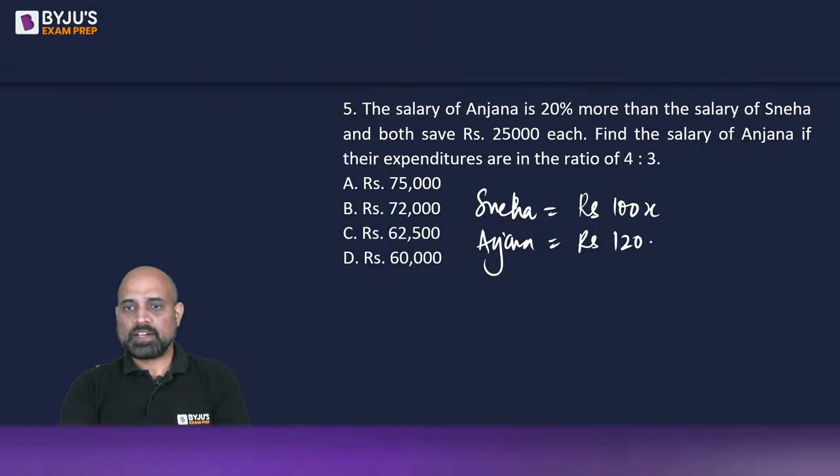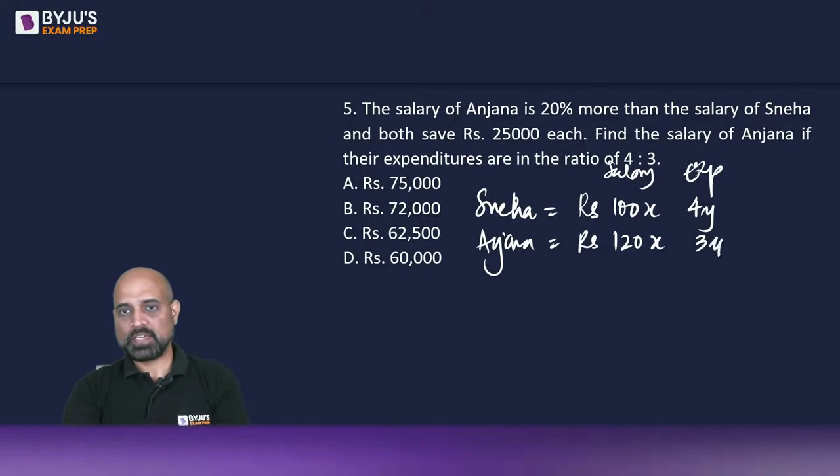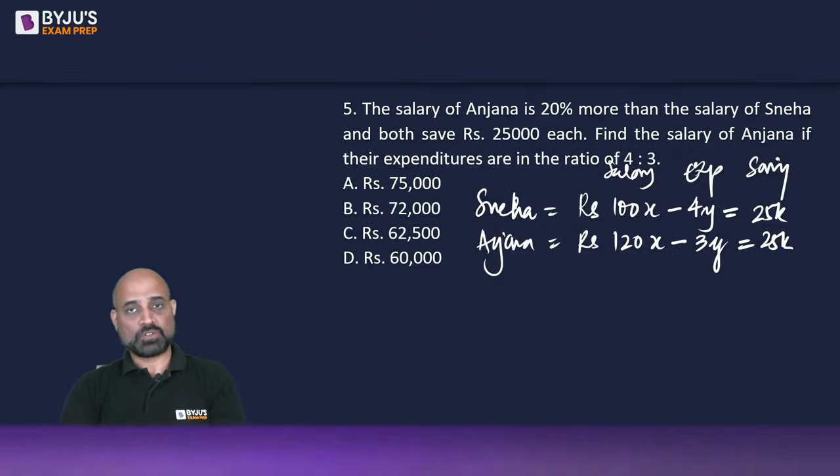Or we can say 100x and 120x. If we talk about their expenses, which is in the ratio 4y and 3y, and if we talk about their savings, each one saves 25,000. So as per the question, salary minus expenditure is equal to saving. We have two variables and two equations. We need to find out the value of x from here.